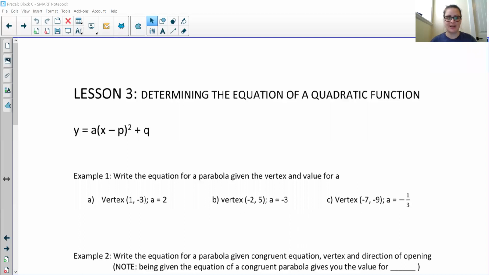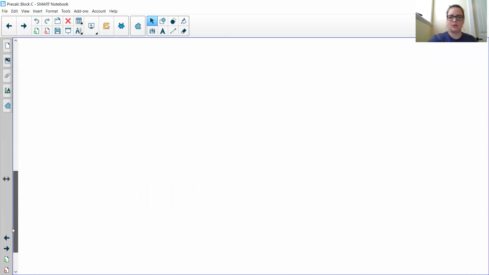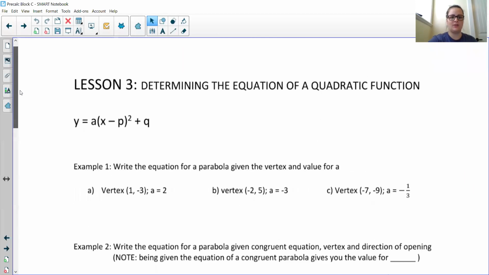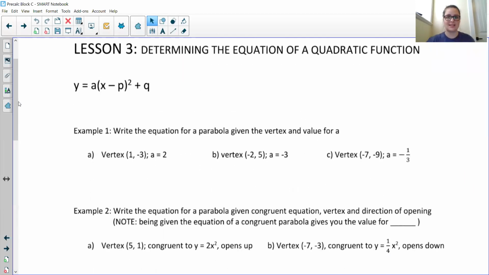Today we're going to look at determining the equation of a quadratic function, being given a piece of information or a couple pieces of information. This starts on page 70 of your note package, if you're still using that. We're going to be looking at it with the vertex form for a quadratic function, in that y equals a times x minus p squared plus q format.